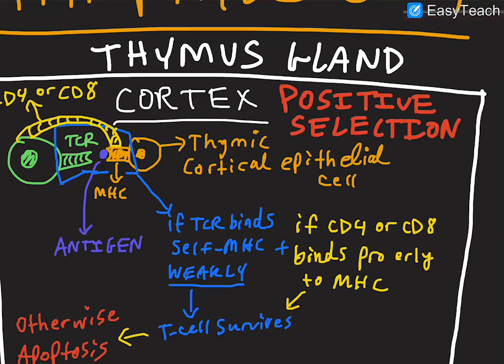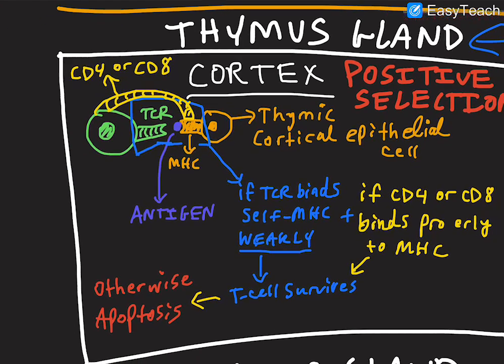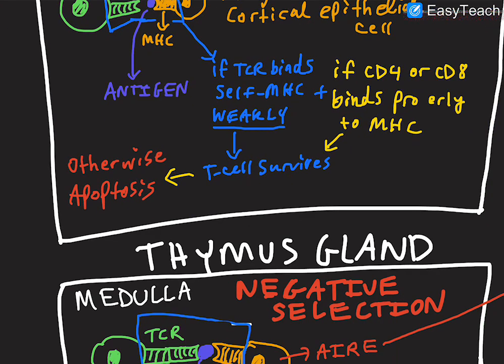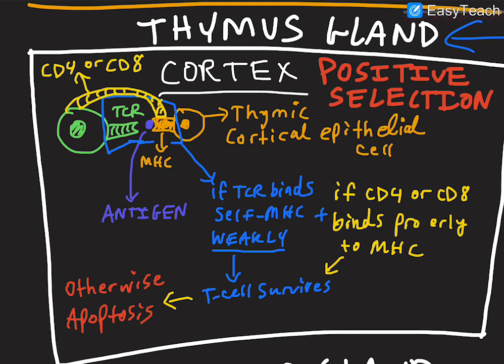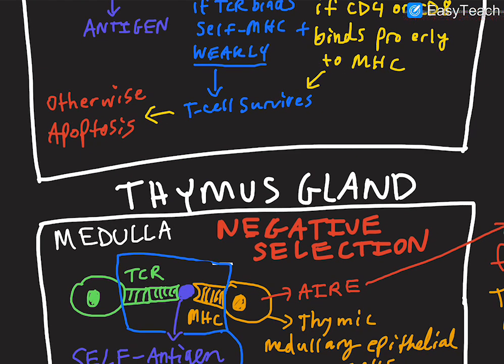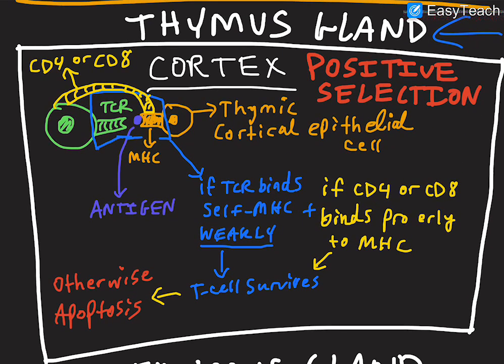So what happens is in the thymus gland, we have the cortex and we have the medulla. Those are two different sections. In the cortex, we have positive selection. In the medulla, we have negative selection. So let's go through what positive selection is and how that works. Again, where does positive selection occur? In the cortex of the thymus gland.